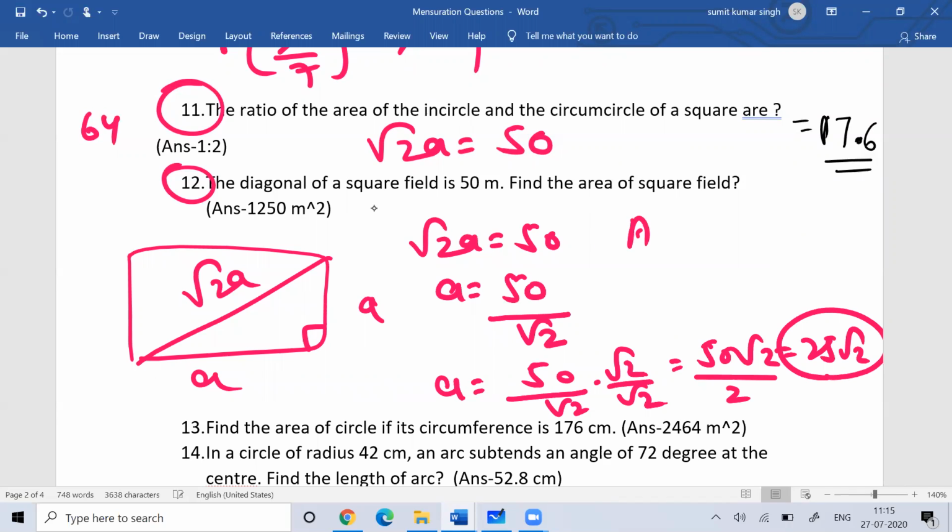So if you want to determine the area, the area would be the square of 25 root 2. 25 squared is 625 and root 2 squared is 2. So the area of this would be 1250.